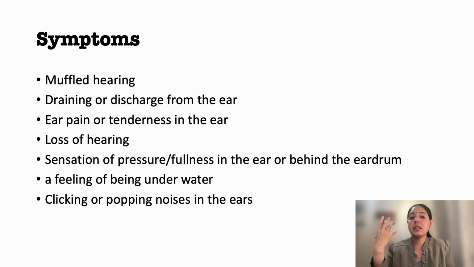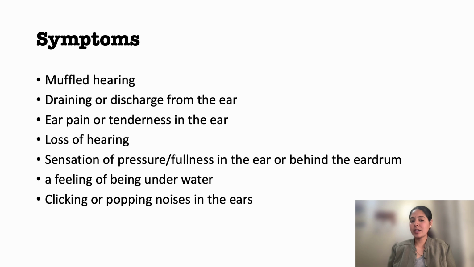It may be a clear discharge, it may be purulent, it may sometimes have an odor as well. If you have any ear pain or any tenderness exactly in front or behind your ear, there can be a fluctuating hearing loss. So you may feel like you're hearing better sometimes, and you may feel like your hearing's a lot worse in the others.